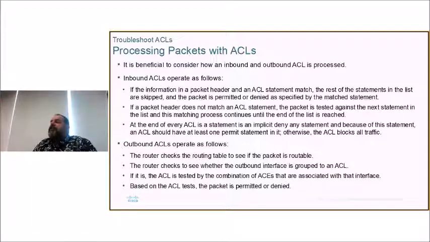first part of troubleshooting is understanding how they operate. And so of course, inbound ACLs behave as follows. The information in the packet header and the ACL statement match. The rest of the statements in the list are skipped. The packet is permitted or denied as per the statement. If a packet header does not match the ACL statement, it's then tested against the next statement. And it keeps doing that until it finds either a matching statement or it finds the end of the list. If it hits the end of the list, it will be denied.